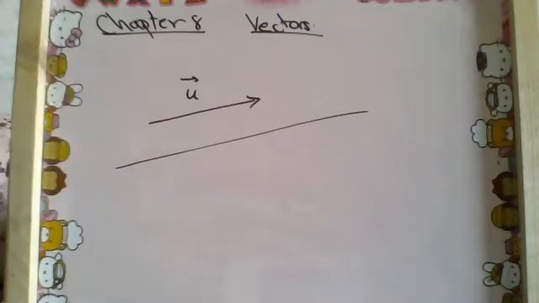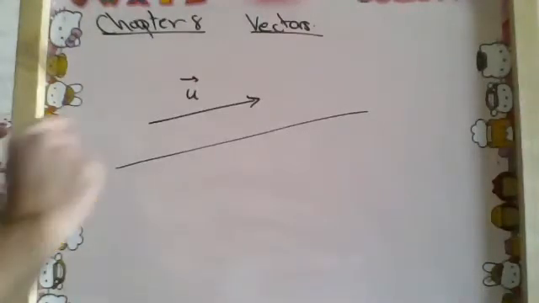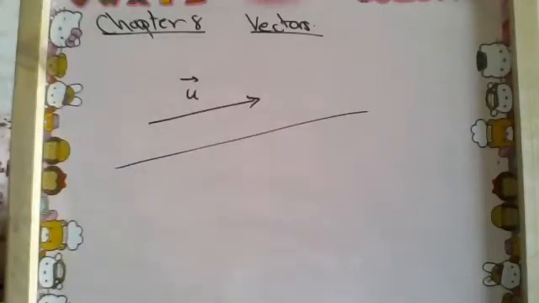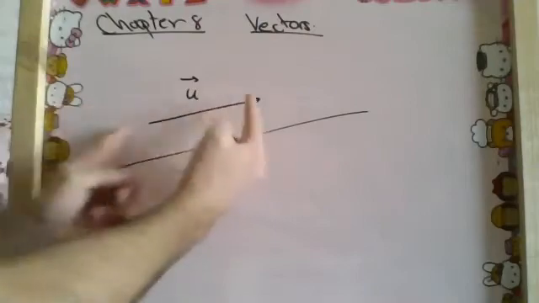When you say sense, it is from the initial point to the terminal point. And magnitude is the length of this vector.